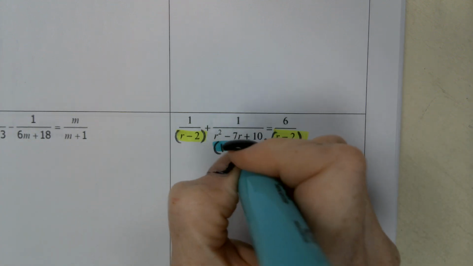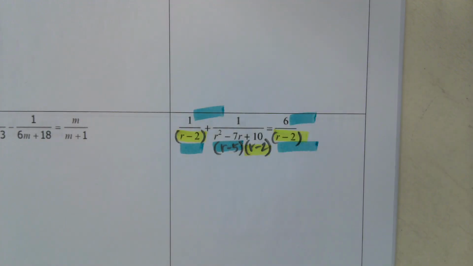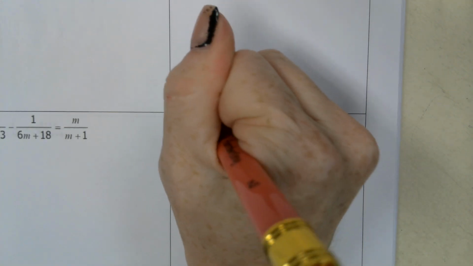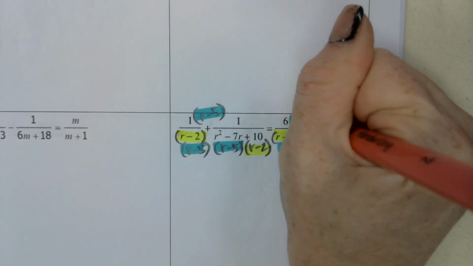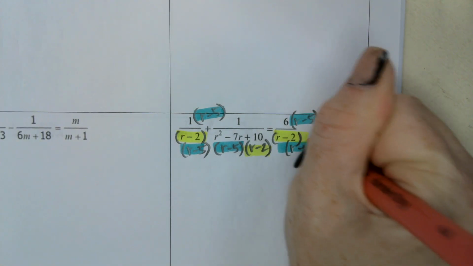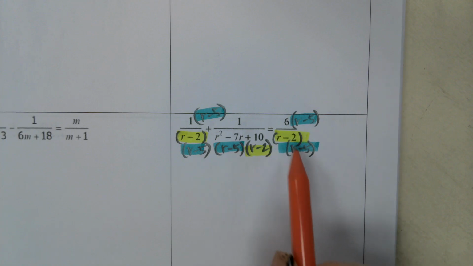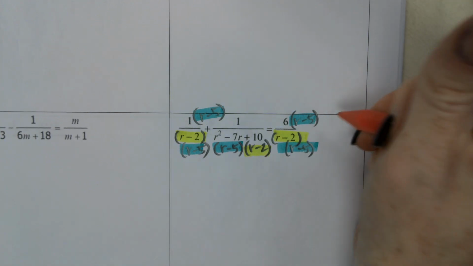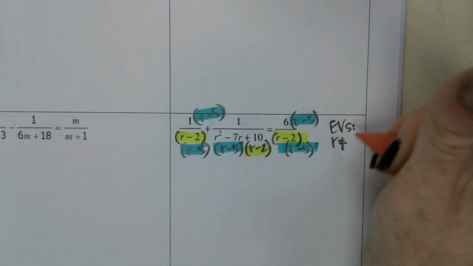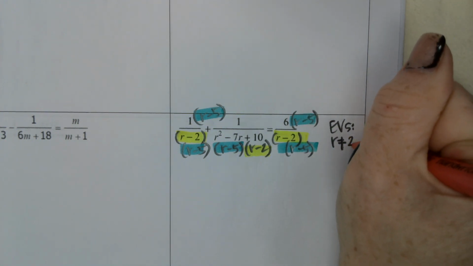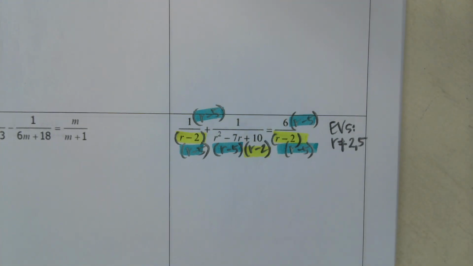What's missing is an r minus 5 in the first and last fractions. Okay? So every single denominator should look exactly the same once you've found your common denominator. What are the two things that r cannot equal? Positive 2 and positive 5.